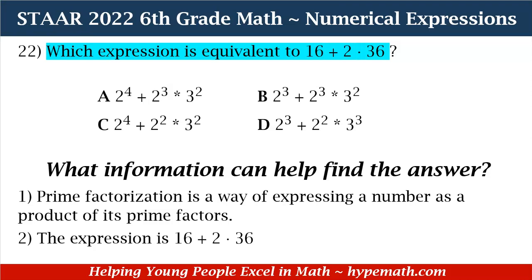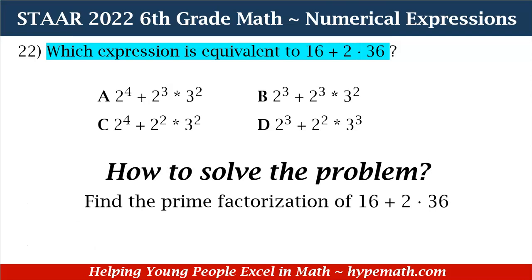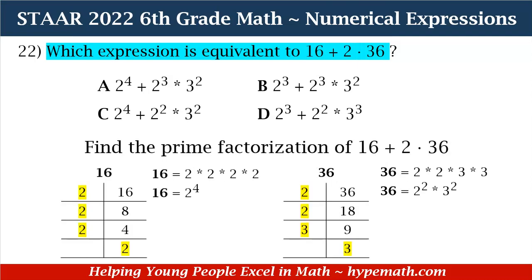Now that I know that, how do I need to solve the problem? In order to solve the problem, I need to find the prime factorization of my expression, 16 plus 2 times 36. So let's dive in and do that now. Starting with 16, and we're using the ladder method, 2 can go into 16 8 times, 2 can go into 8 4 times, and then I have 2 times 2. So the prime factorization of 16 is equal to 2 times 2 times 2 times 2, and that is equal to 2 to the 4th power.